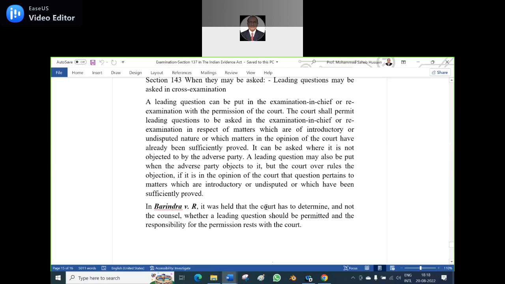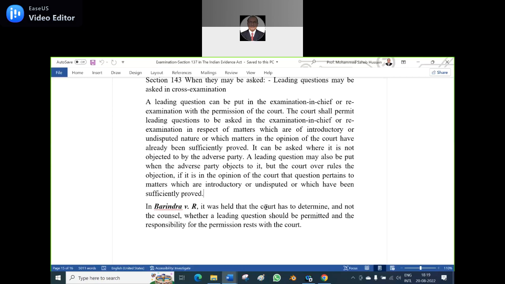Even myself, I did not read it that thoroughly. I was under the impression that a leading question cannot be asked in the examination in chief and re-examination. But now I found they can be asked only with the permission of the court. But when it comes to cross-examination, yes, they do put it. It is only when the parties' counsel make the objection.